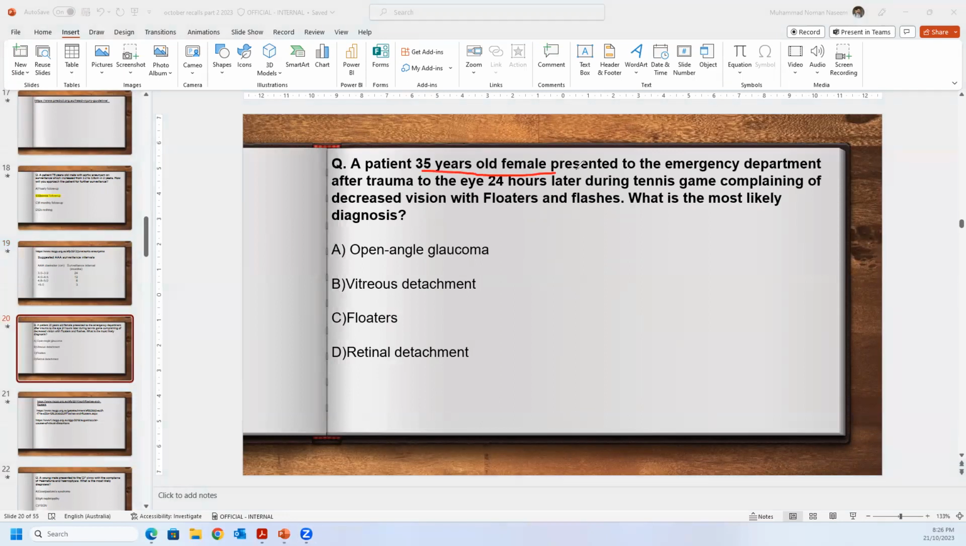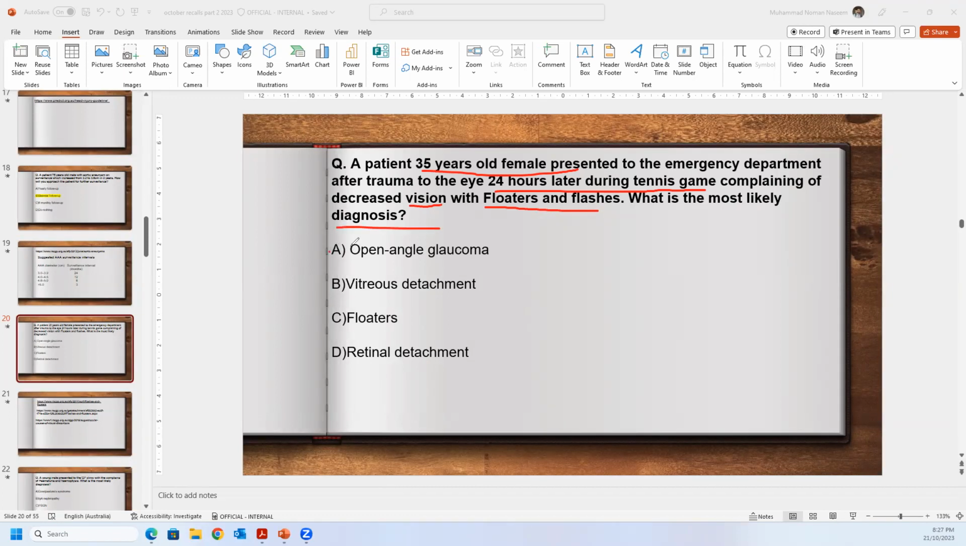A 35 year old female presented to the emergency department after trauma to the eye. She had a trauma and presented 24 hours later. She was playing a tennis game and then had a trauma to the eye. Now she's complaining of decreased vision and there are floaters and flashes in her vision. What is the most likely diagnosis?